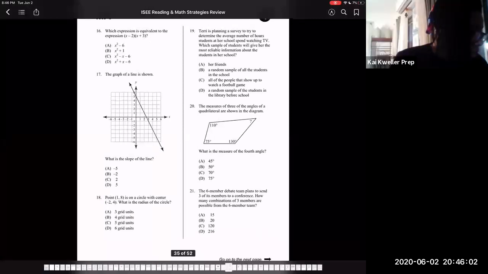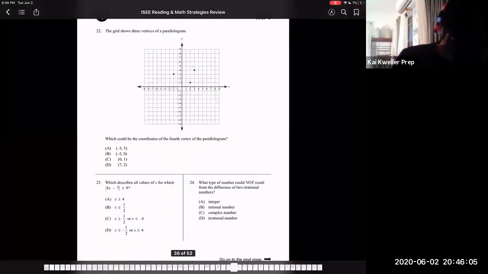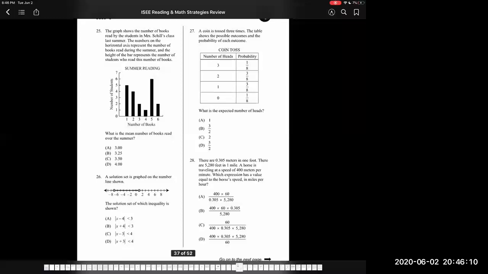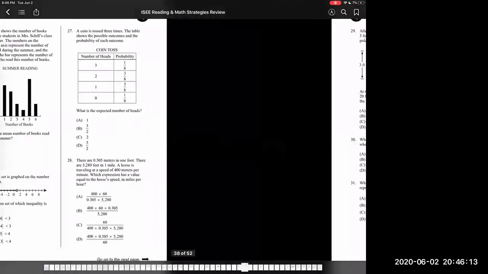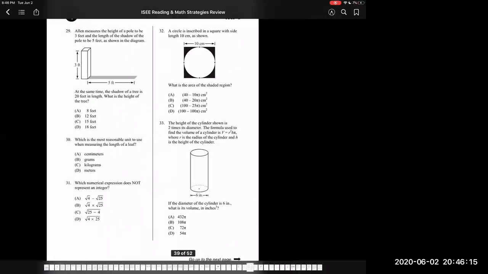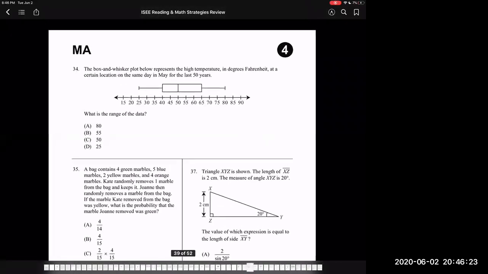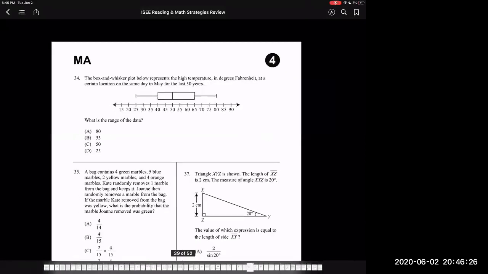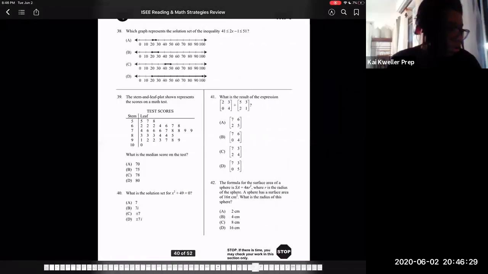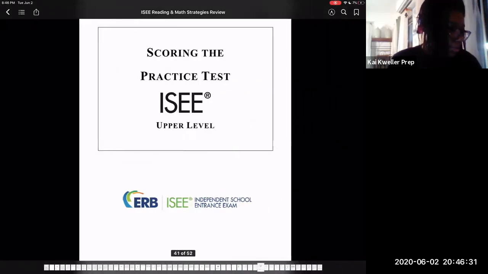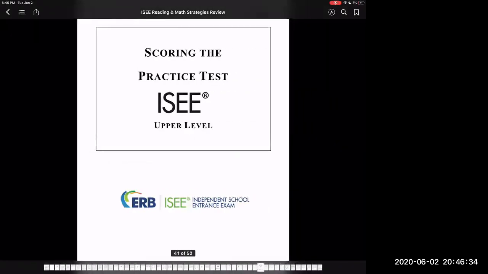Yeah, we've got some algebra. We've got some geometry here. A lot of algebra is being tested. The graphs. Formulas. Nothing out of the box, right? I mean, you've seen this before. The box and whisker plot. Yeah, so basic statistics and algebra, nothing super crazy. You'll notice the test starts, it's an increasing order of difficulty as you keep going. So just keep that in mind.